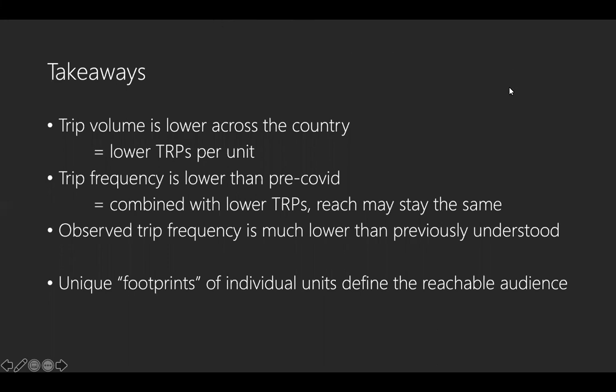This is the observed frequency versus the self-reported survey. So trip frequency is lower than pre-COVID, which means that combined with lower TRPs, reach may stay the same if the trip frequency is going down at the same rate as the TRP level. So in some cases you could get comparable reach as you would have in pre-COVID periods. However, because observed trip frequency is much lower than previously understood, on a unit level we are going to see an increase in reach and a reduction in frequency, across the board.